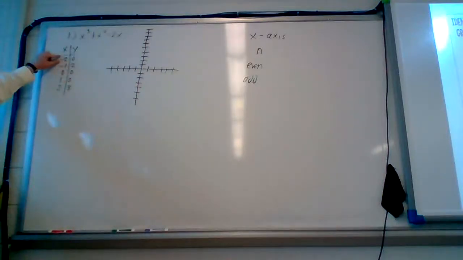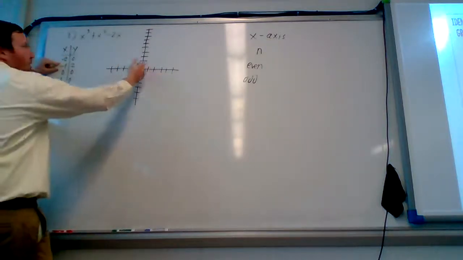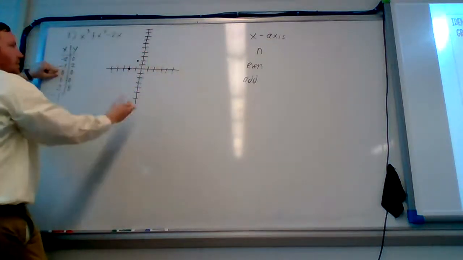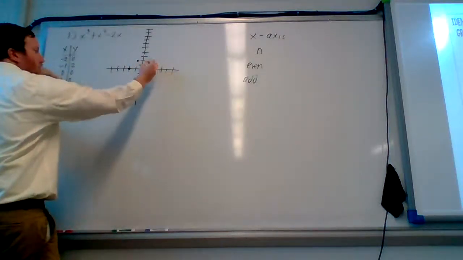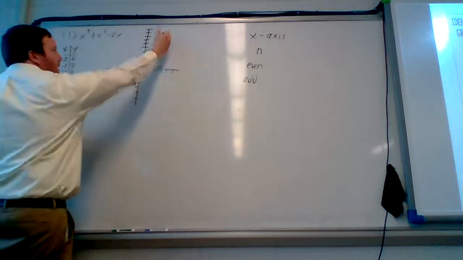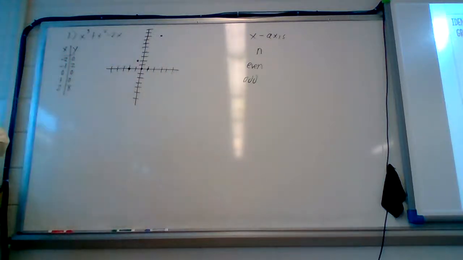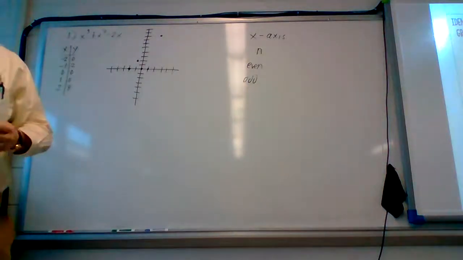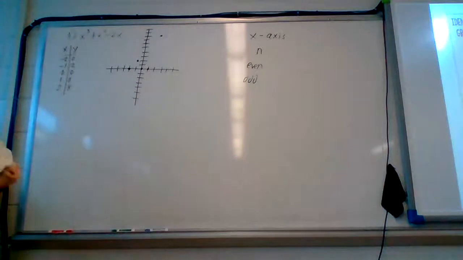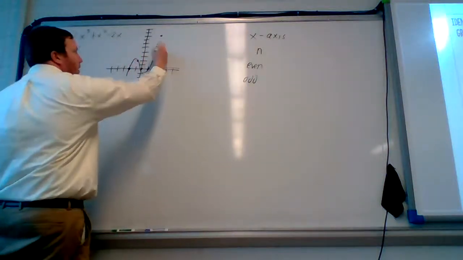So with these points, I can then put them on my graph. I have negative 2, 0. So that's one of our x-intercepts. Negative 1, I'm at 2. 0, I'm at 0. 1, I'm at 0. And at 2, I'm at 8. So then we want to accurately draw our graph. And I can come up, down, and back.